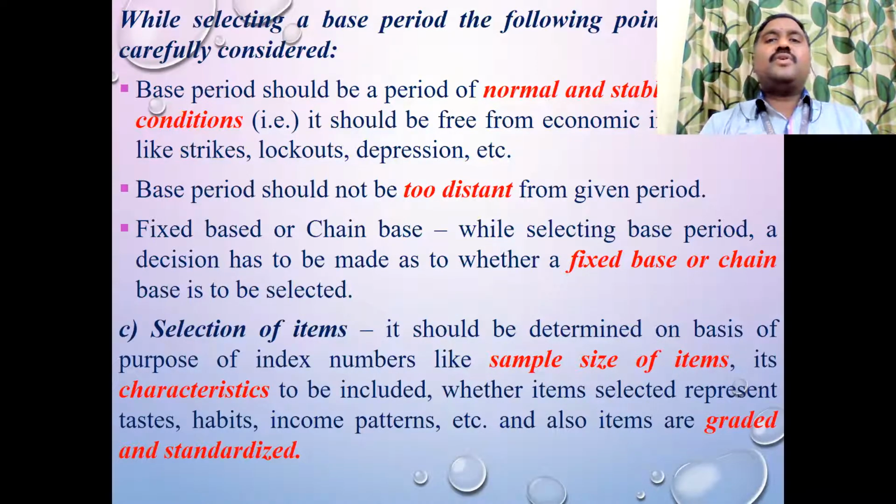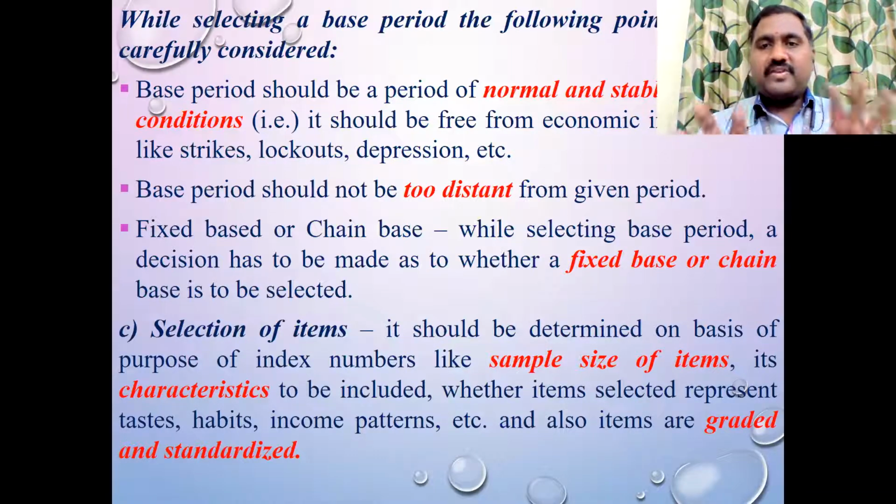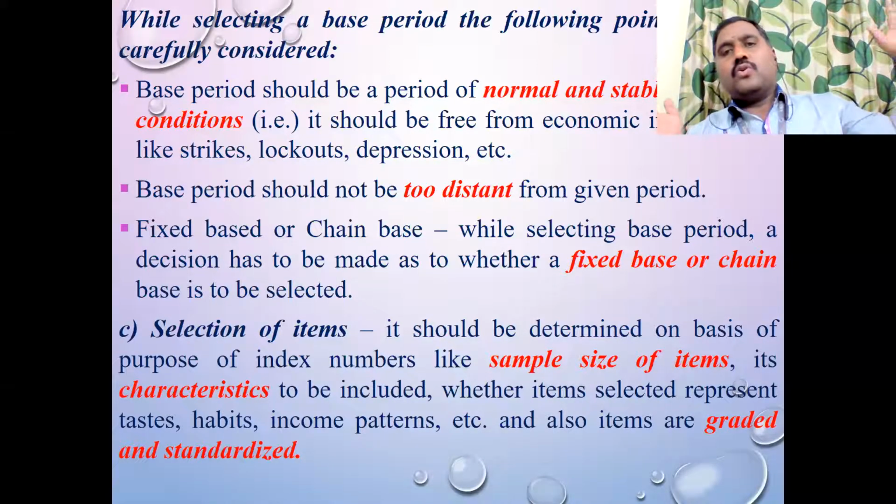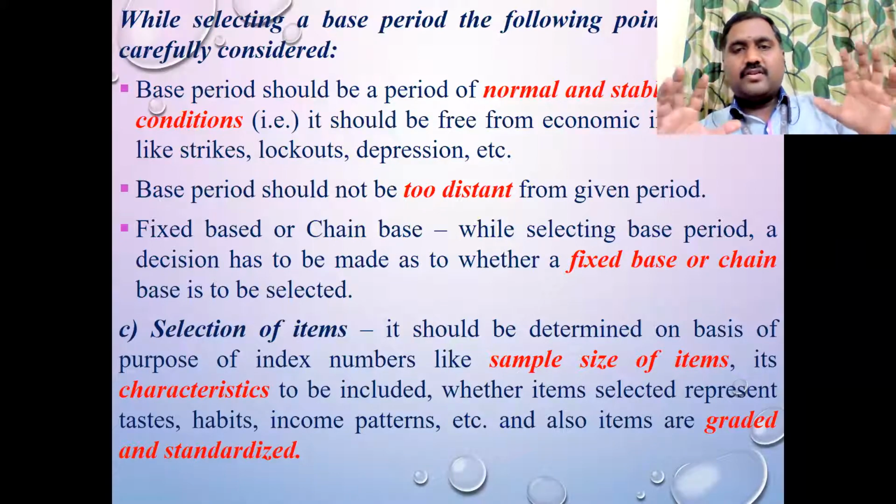So this kind of situation, this kind of a period here, you cannot take it as a base period. It should be free from those irregularities. That's what they say when you are choosing a base period. And then the base period should not be too long. Don't take 25 years, 30 years, 10 years, 15 years. It should be like a normal period.